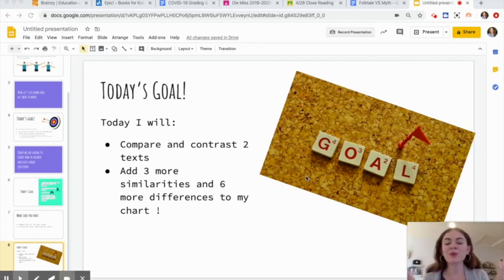Now that we've watched that video, we now know that compare means when we tell how the two texts are similar or the same. Contrast is when we tell how these two texts are different. In order to get started, we're going to first refresh our memory of what we read.